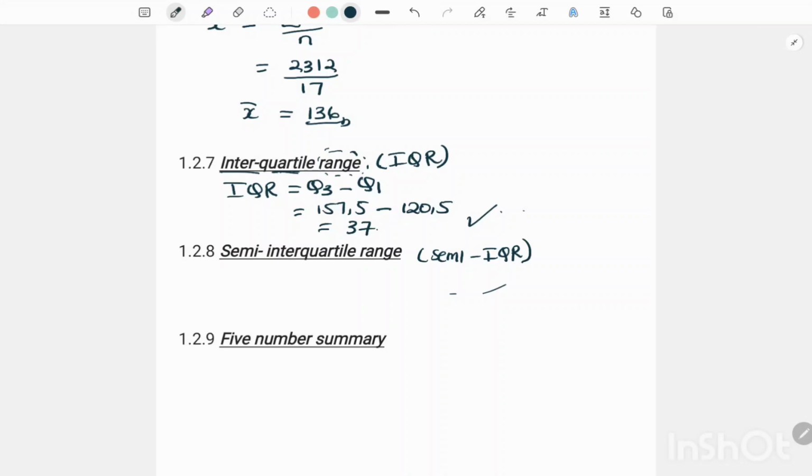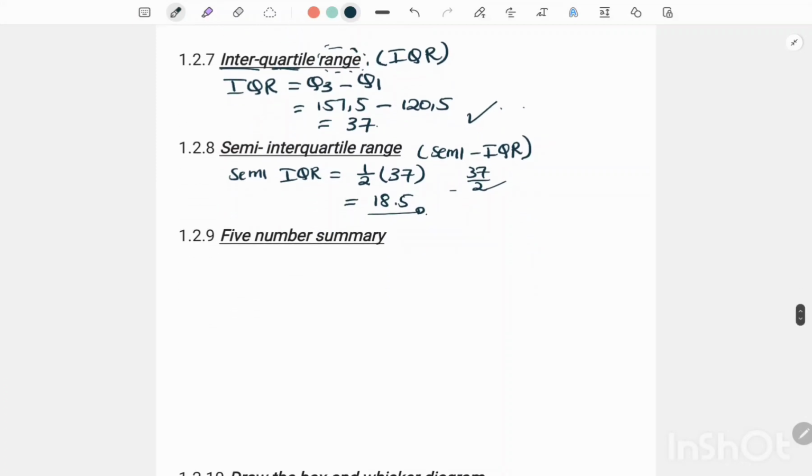Semi-IQR. In mathematics, semi means half. So it means semi-IQR is equal to half of the IQR, which is 37. Or we can say 37 divided by 2. Still the same. So divide by 2, then you get 18.5. Then you are done.